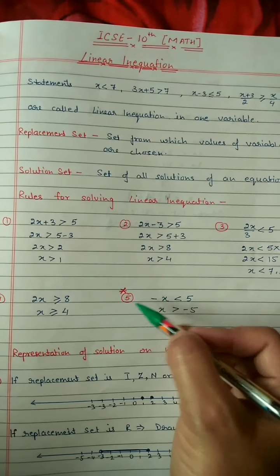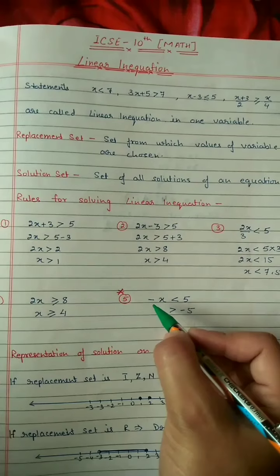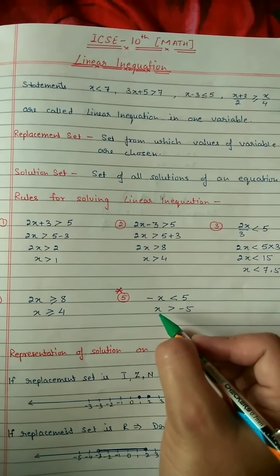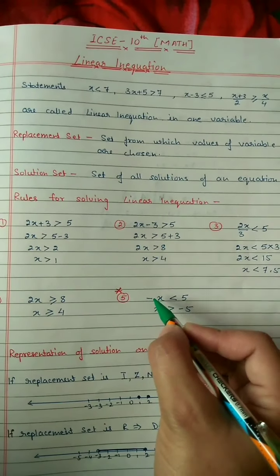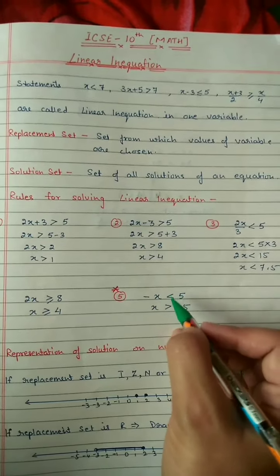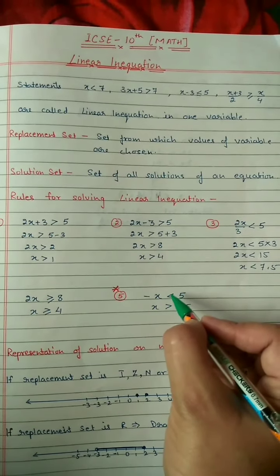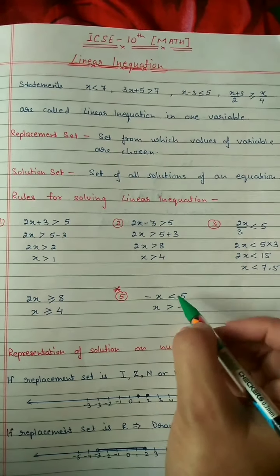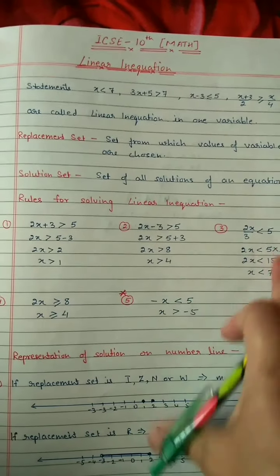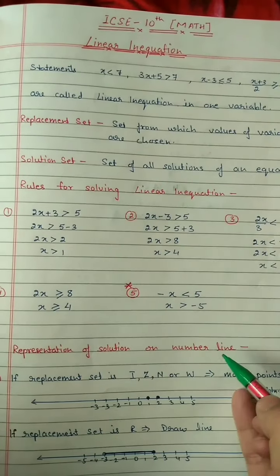Fifth and most important rule, if you are shifting terms to the other side and at last you get minus x less than 5, but we have to write our answer in x form, not in minus x. So in that case we have to shift this minus sign to the other side, and you also have to reverse the inequality symbol. If it is less than, make it greater than. If it is greater than, then make it less than. Just reverse it.